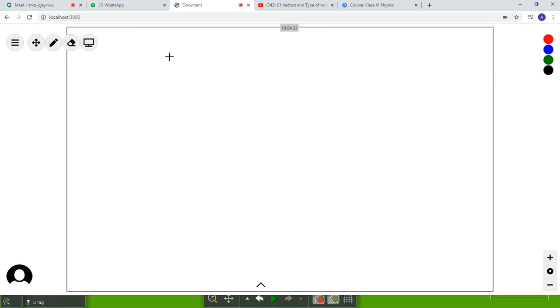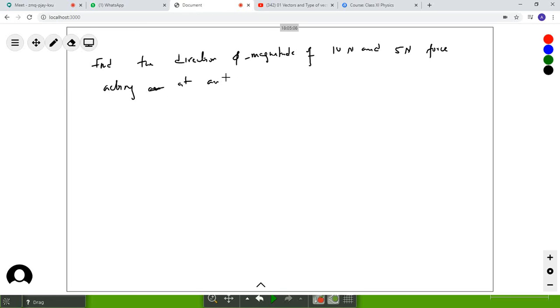You try this question. Find the direction and magnitude of the resultant of 10 Newton and 5 Newton force acting at an angle of 120 degree. Do it. Do you know what is cos 120 degree?